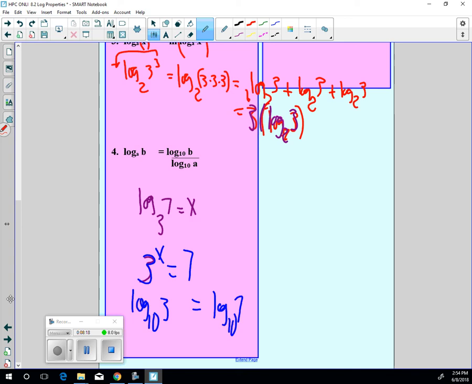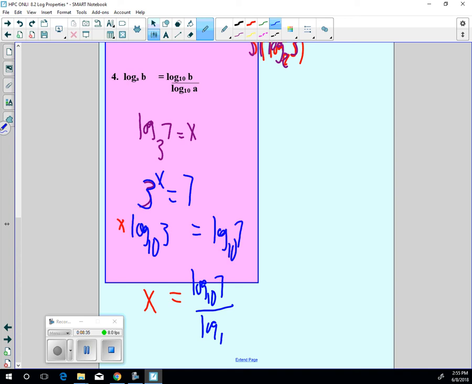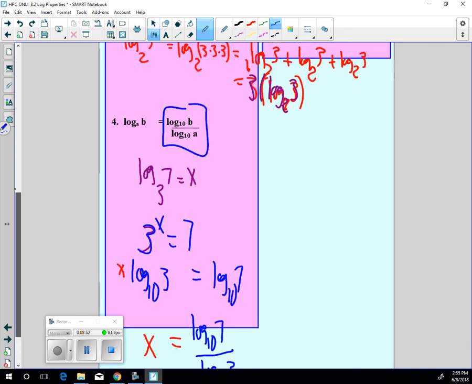Log base 10 of 3 to the x. Now, in a log, the exponent can be moved out in front. So I'm just going to call this x equal to log base 10 of 7 over log base 10 of 3. And that's exactly what I'm saying here: log base 10 of the top number, 7, over log base 10 of the base, which was 3. That's super handy for finding logs with different bases.